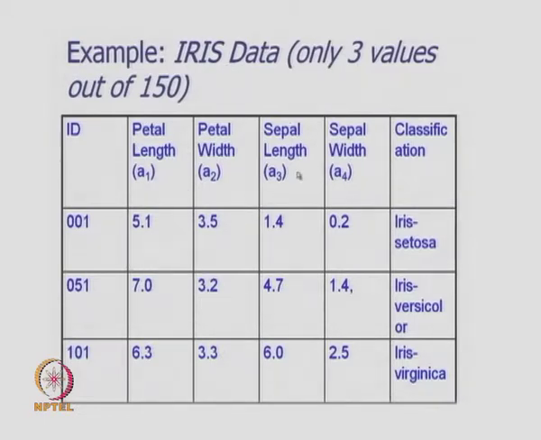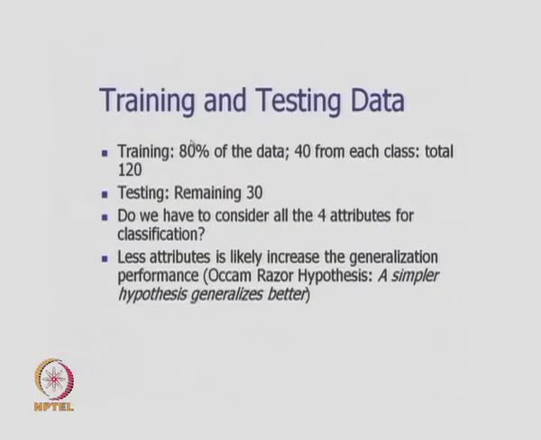What is done is that all these 150 data items are divided into training data and testing data. Typically 80% of the data is used for training, 40 items from each class are taken for training. That makes a total of 120 training points. Testing is on the remaining 30 data items. So, the question we ask is, do we have to consider all the 4 attributes for classification? Maybe the attributes can be combined in some interesting way, and then a decision can be taken. Fewer attributes are likely to increase the generalization performance. This is the Occam's Razor hypothesis.